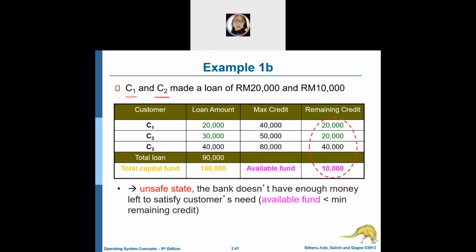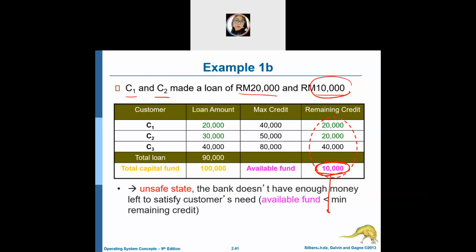Here C1 and C2 try to make loans of 20,000 and 10,000. Just now it was 20, and you're going to increase it by 10,000. Another one, C1 is adding another 20. So although you can see here 20 and 10, you have another available 10K.